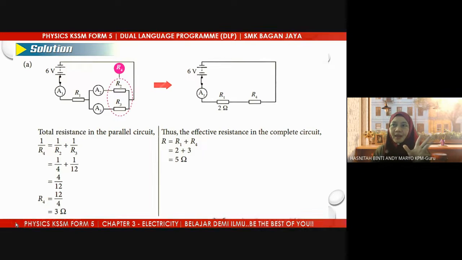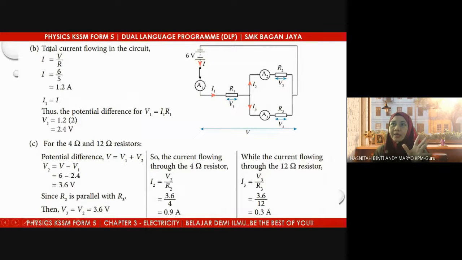Okay, and second, how to find the current? So we can use the Ohm's law formula. Okay, this is the current flow in the circuit. V is the voltage supplied by the cell, which is 6, and R is the effective resistance in the circuit. So the main current flowing in this circuit, shown in A1, is 1.2 ampere. Okay, so how much current flows in R1, students? How much current flows in R1? R1 is in series, so here it is 1.2 ampere.